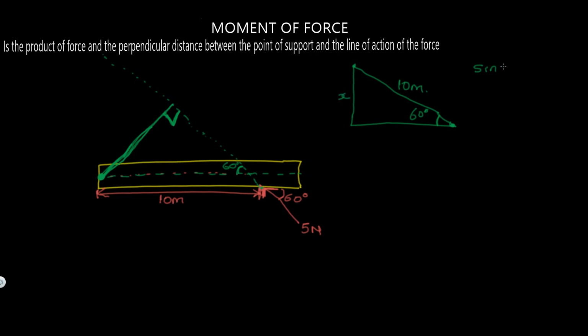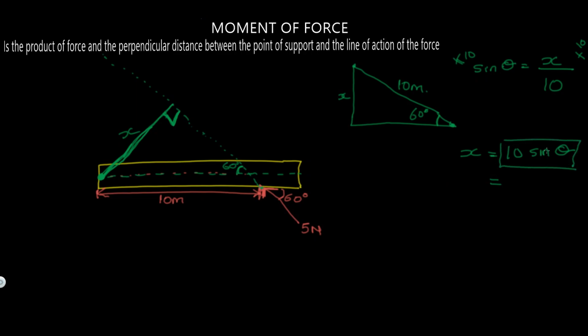So sine theta is equal to the opposite, x, all over the hypotenuse, which is 10. So if you calculate this, you'll get the distance x, which is the distance you're talking about. So x is equal to 10 sine theta, after multiplying both sides by 10. And when you calculate this one, you'll get the perpendicular distance. So this is the distance.